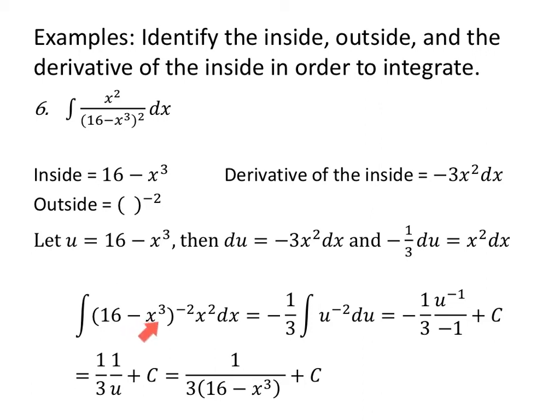So I take my function, denominator of 2 with an exponent of 2, which gives me an outside function of something to the negative 2 power.